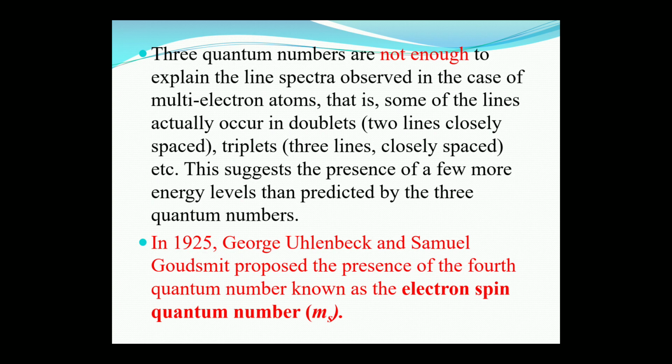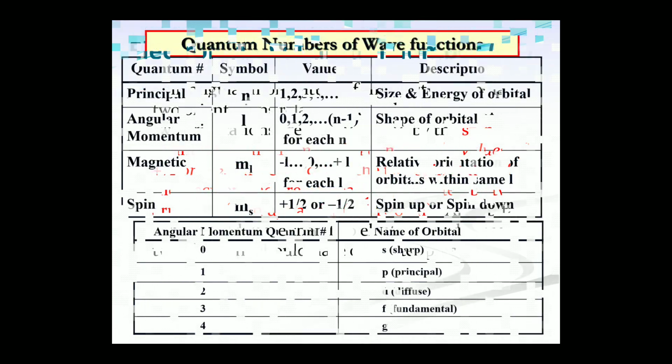Three quantum numbers are not enough to explain the line spectra observed in the case of multi-electron atoms. Some of the lines actually occur in doublets, two lines closely spaced, triplets, three lines closely spaced, etc. This suggests the presence of a few more energy levels than predicted by the three quantum numbers. So in 1925, George Uhlenbeck and Samuel Goudsmit proposed the presence of a fourth quantum number, which is known as the electron spin quantum number, ms.